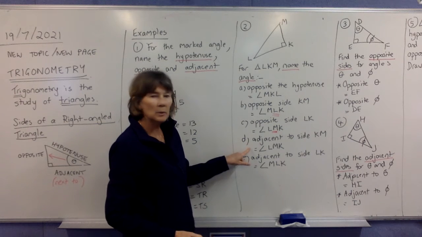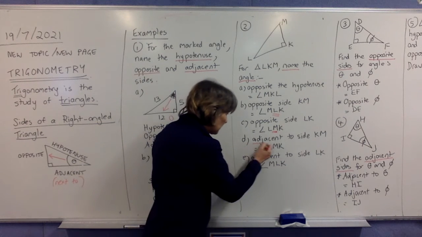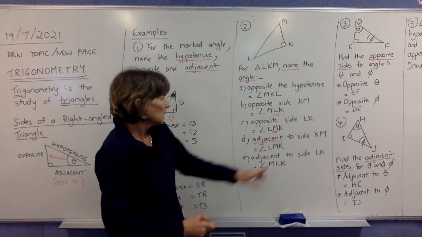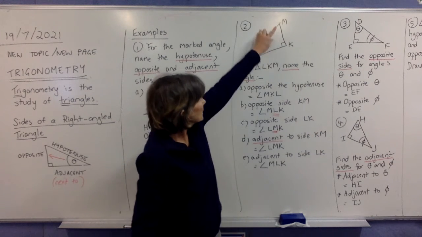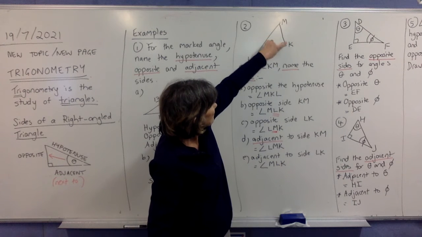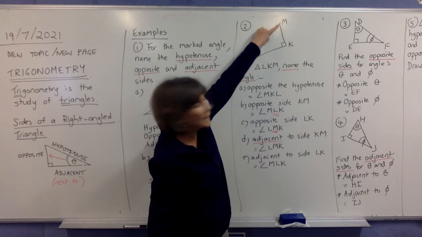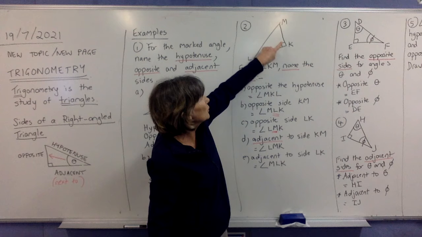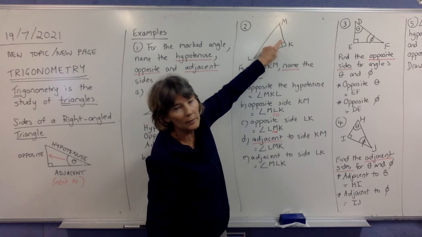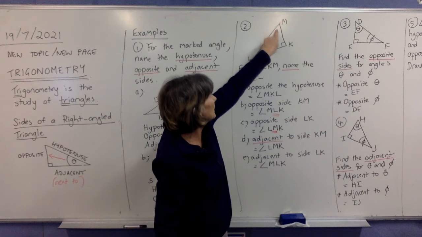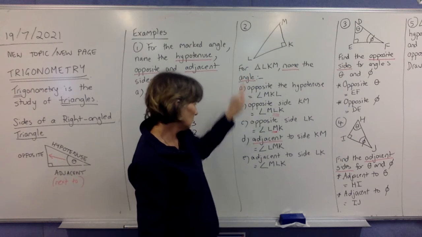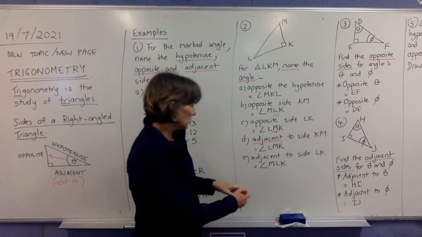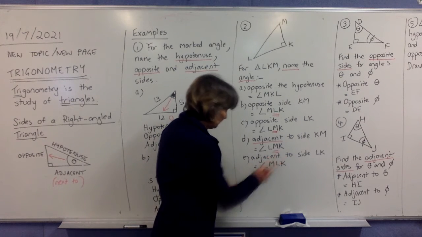Now the next one says we're looking at the adjacent side. Be careful with these things. The one next to side KM. So here's KM, and we want the angle next to it. Now it's not going to be the right angle because it's never the right angle. It's this one up here. So it's LMK or KML, and there it is. Make sure the M's in the middle.